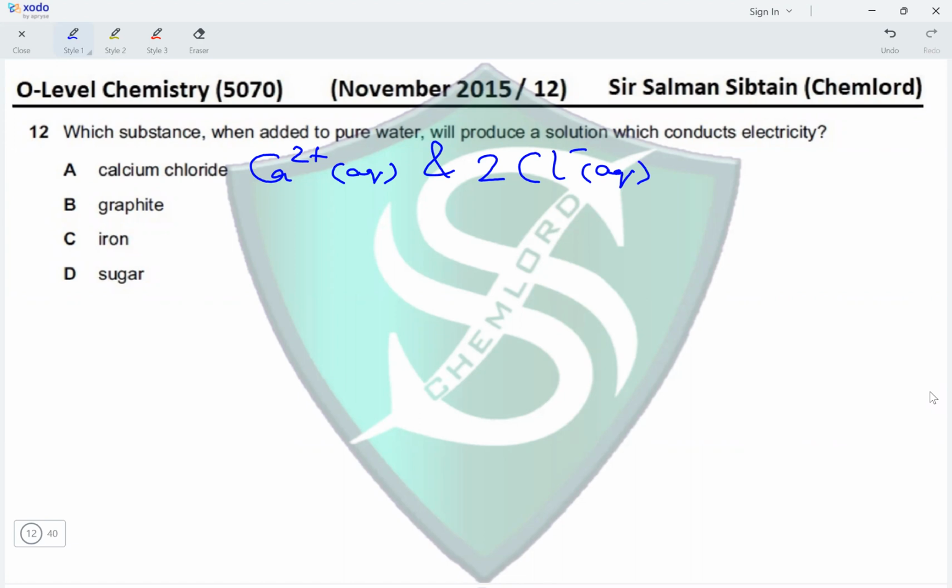Graphite. Now graphite is an allotrope of carbon and it is a covalent macromolecule, so it will not dissolve in water. Iron is a metal, it will not dissolve in water. Sugar will dissolve in water, but sugar is a covalent compound. In water, molecules of sugar would be present in the aqueous state, not ions. So molecules of sugar will not conduct electricity. Therefore, the only solution in which aqueous ions are present and will be able to conduct electricity is calcium chloride, making option A the correct option for this question.